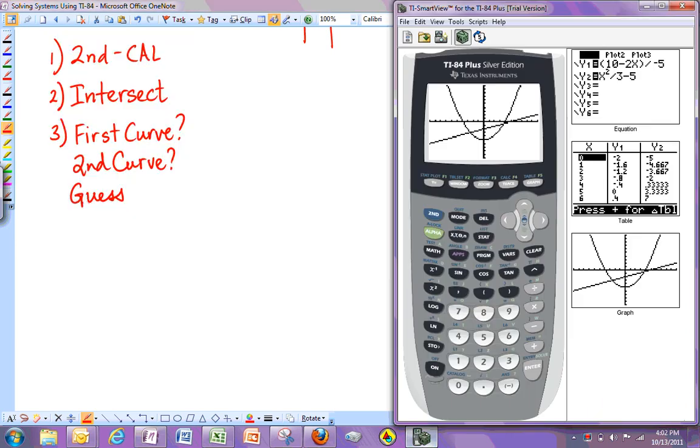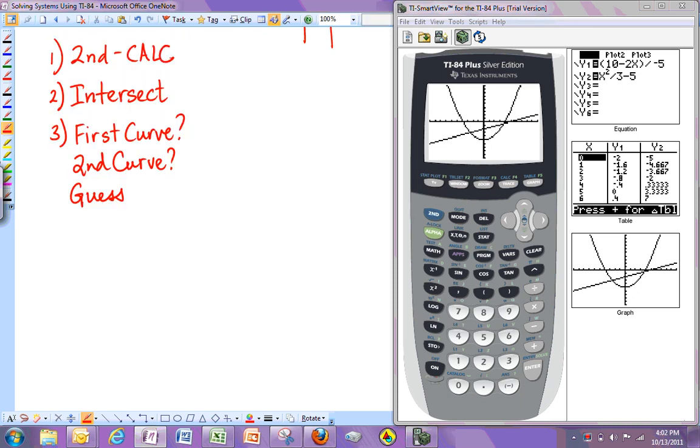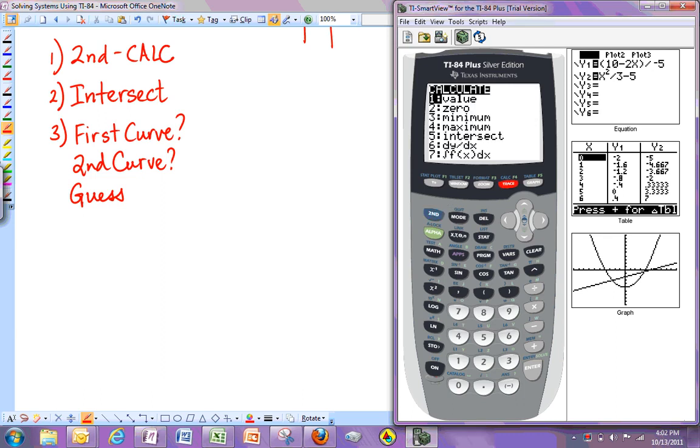Alright, so we'll bring this back up. Okay, so second calc. The calc menu is the 4th button on the top row, but it's in blue on mine, so I have to hit the blue button first. Second calc. And then you can see intersect is the 5th feature here, so I'm either going to scroll down to 5 or just hit the number 5. Either way, it doesn't matter. So there we go, intersect.